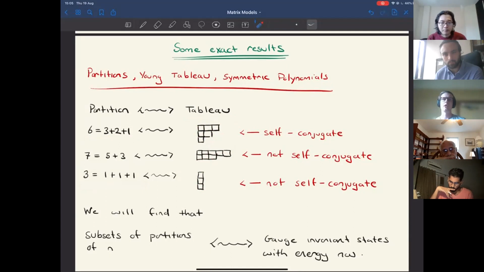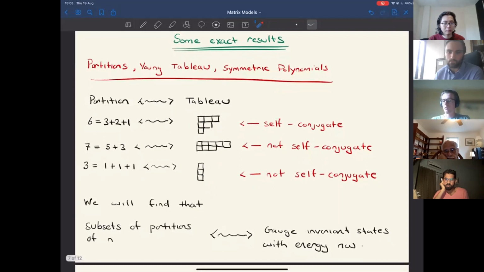Okay, and a notion that we'll need is a notion of self-conjugate partition or self-conjugate tableau. So this is self-conjugate because if you flip it along this main diagonal, you get back the original tableau. These aren't self-conjugate, okay? Because if you flip those along their main diagonal, you don't get back the original tableau.